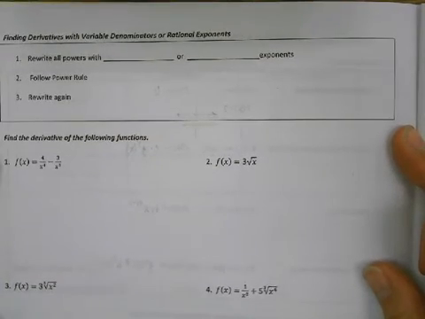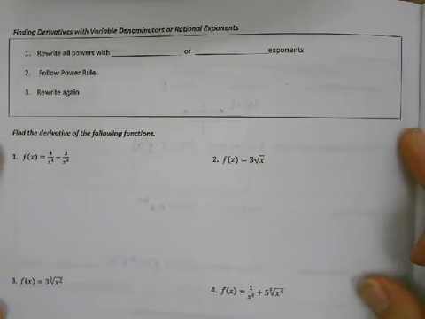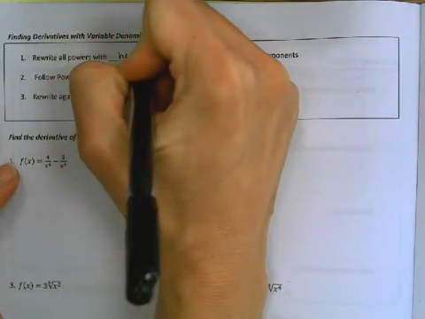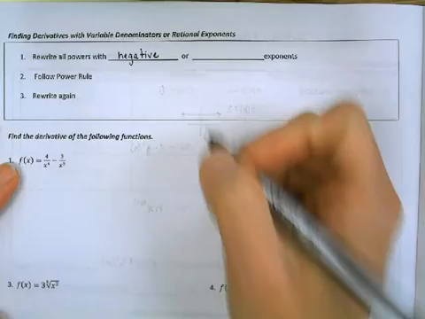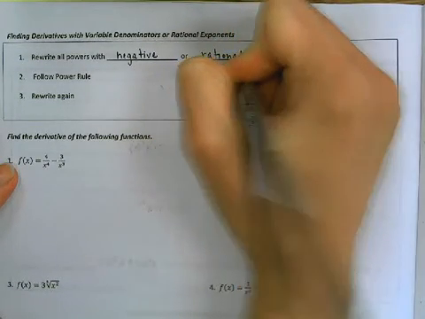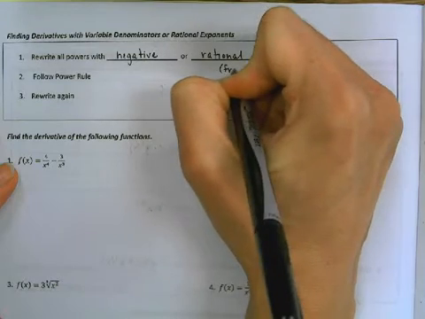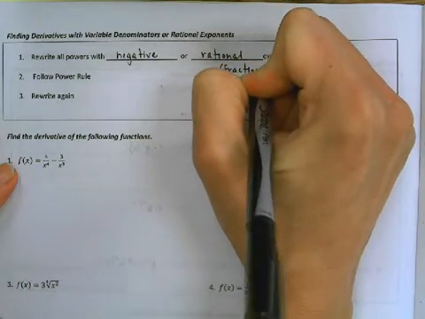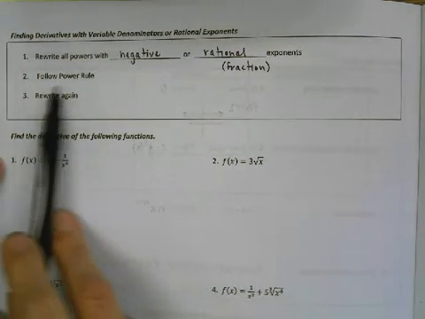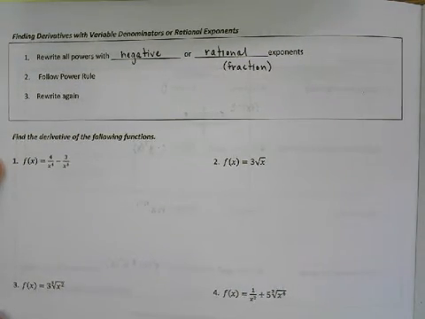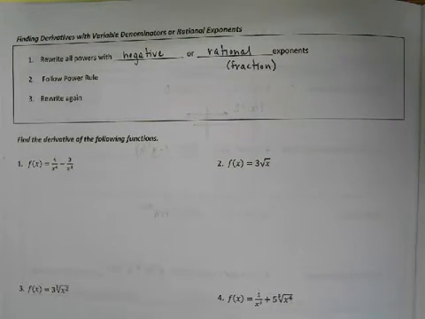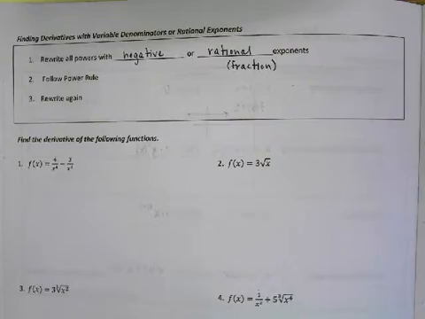So the first thing, if I have a problem like this, I'm going to rewrite all of my powers so that I have negative or rational exponents, meaning I write my exponents as a fraction. Doing this will allow me to just apply the power rule and then rewrite my answer if needed. So let's take a look at some of these.